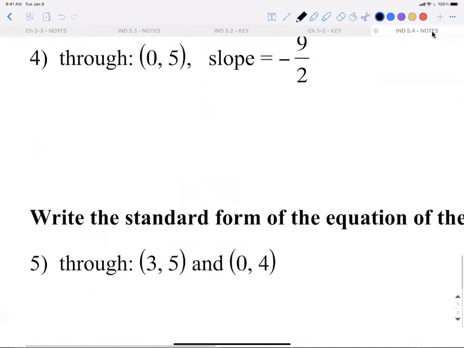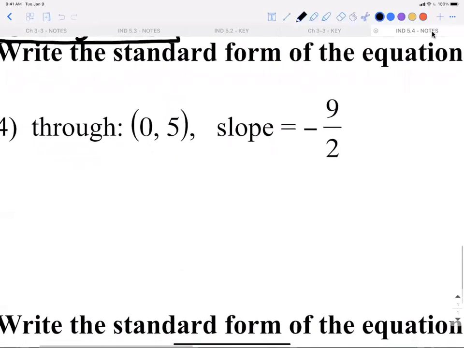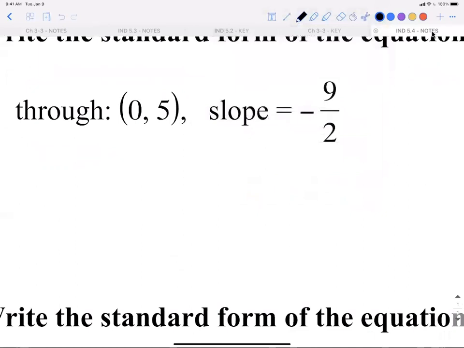What's my slope going to be here? 4. Let's do this one. I don't think that one. Let's do this one and we'll call it done. Except for let's change this slope to positive. Oops. I want to make this a positive.